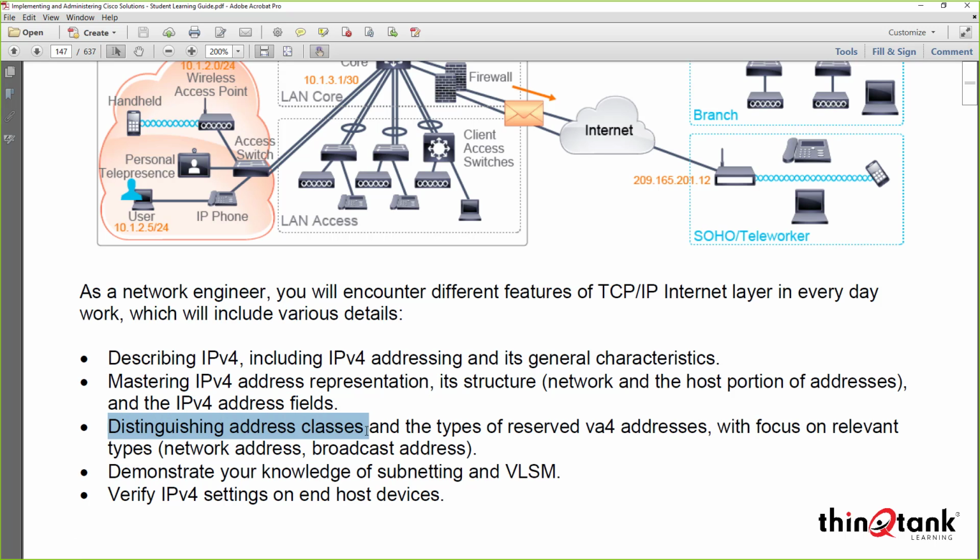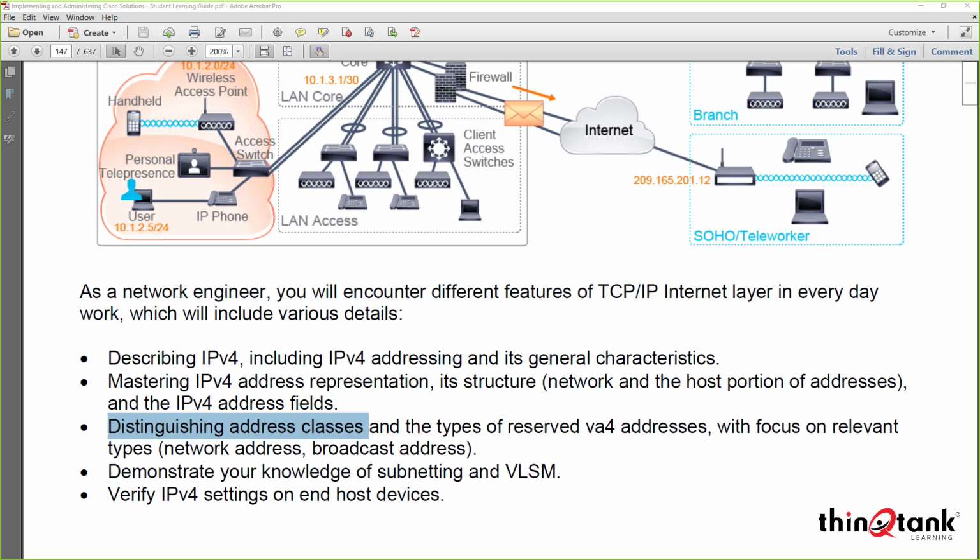What are the address classes? We don't really deal with classes too much these days anymore, but we did start with classes: Class A, Class B, Class C, Class D, and Class E. So we'll talk about those. We'll also talk about different types of reserved IPv4 addresses, things like loopback addresses and the 169.254 address range.